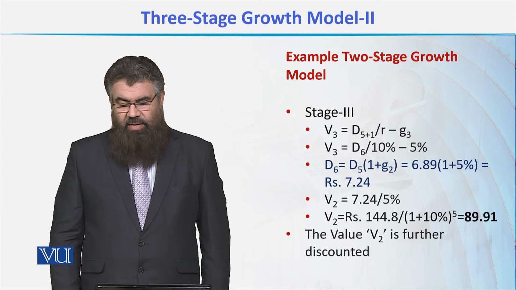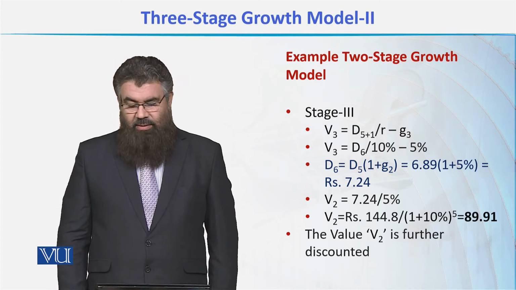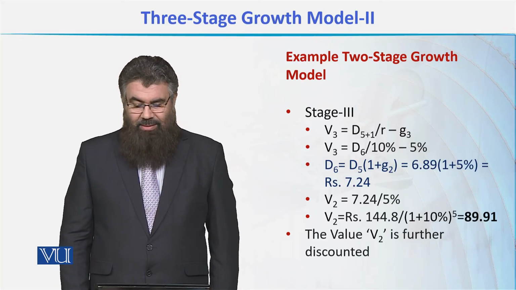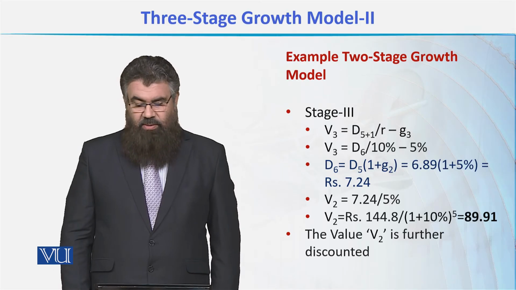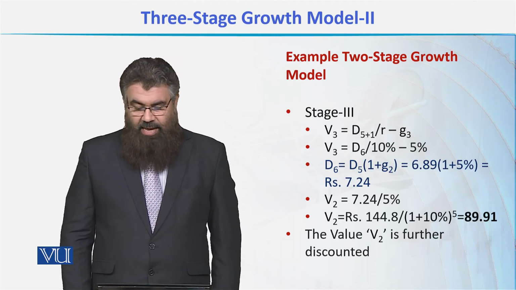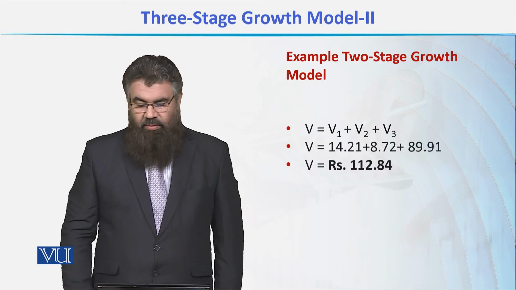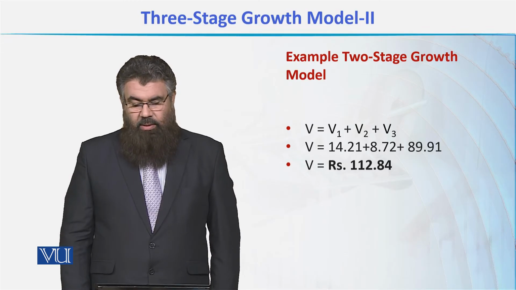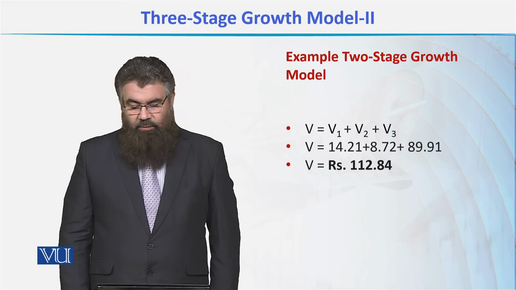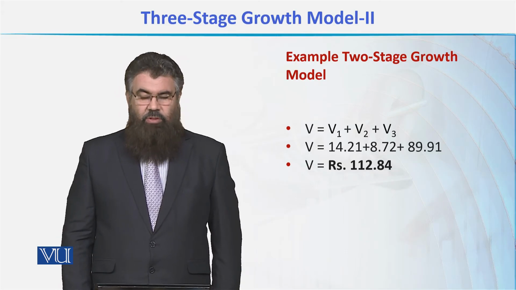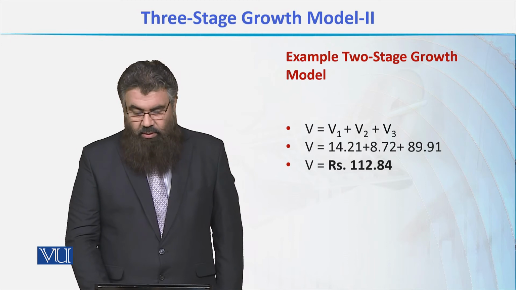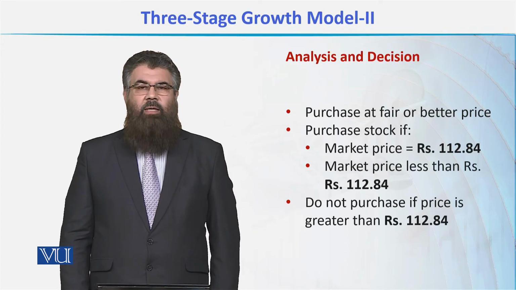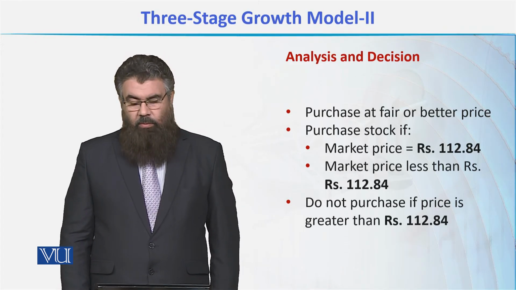Now finally we'll have to discount it, and this discounted value will be equal to 89.91, and this further discounted value will then be added to the first two values that we have calculated, which are 14.21 and 8.72, and then we get the final intrinsic value, which is 112.84. What we need to do is compare it with the market price, as we have learned to do in the earlier modules.